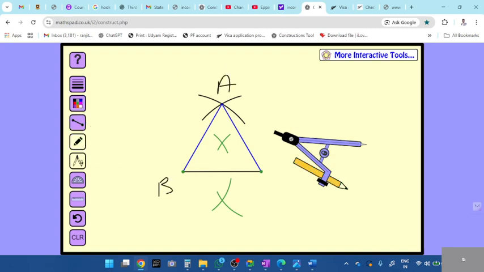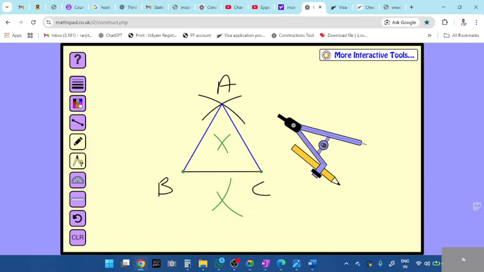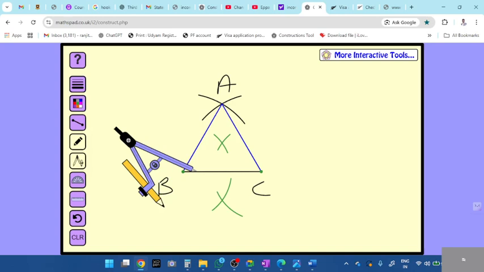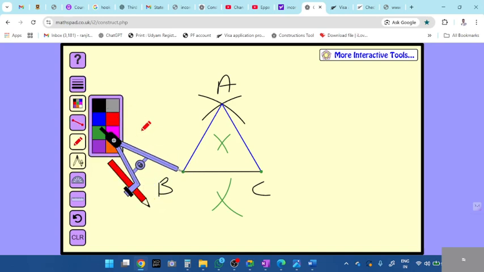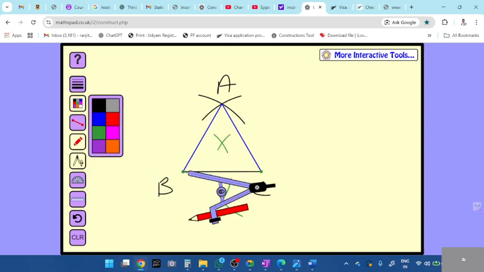Next, I took BC. In any question, always start from the base. Either you can take AB or AC, students. Same. Don't reduce the distance on this compass. Construct another angle bisector. I'll use the red one. Look here. Once I do, then you can try.